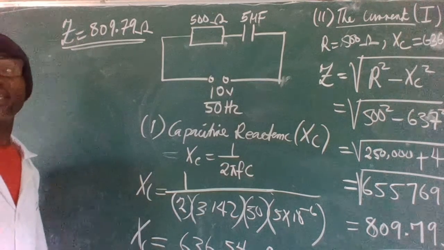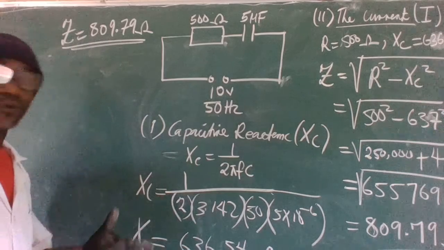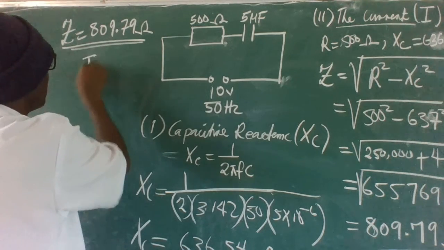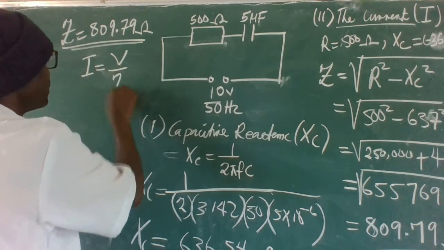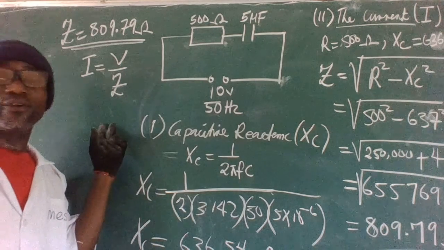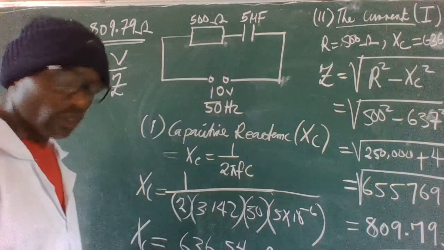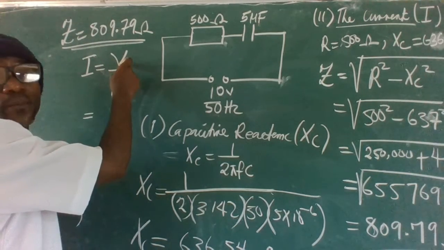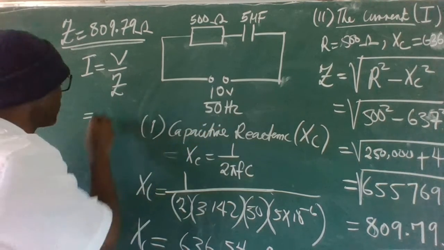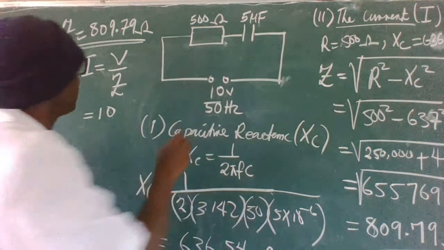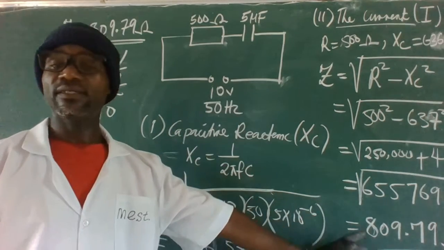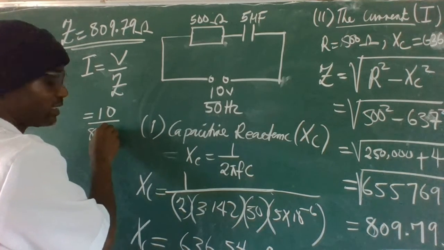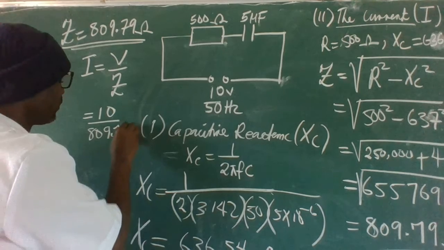Yes, sir. Good, we can now find the total current flowing in the circuit. The total current can be found by using the formula I equals V all over the impedance, right? Yes, sir. You still remember from Ohm's law. So we substitute the volts, 10 volts, and the impedance, which is 809.79.